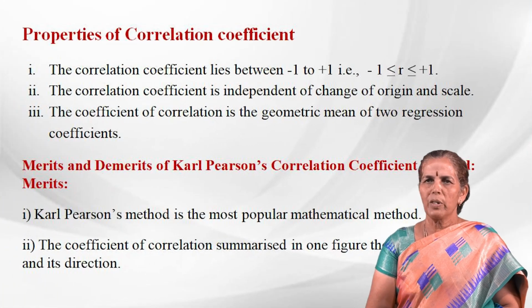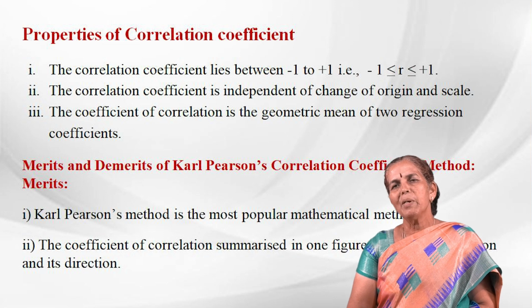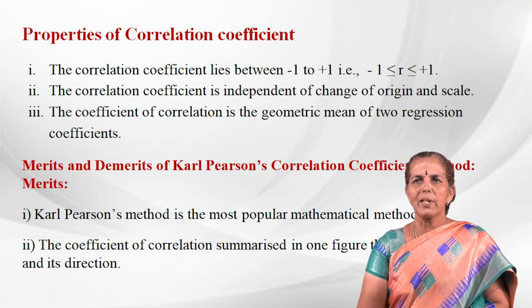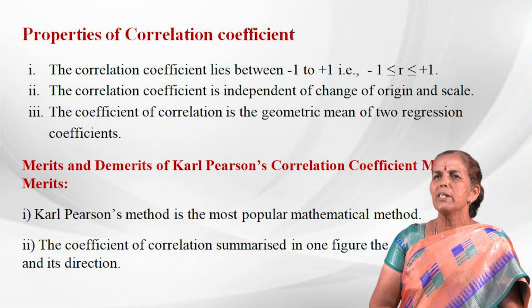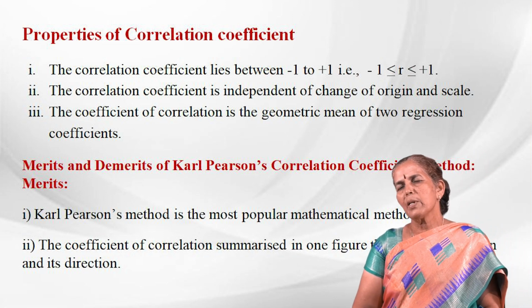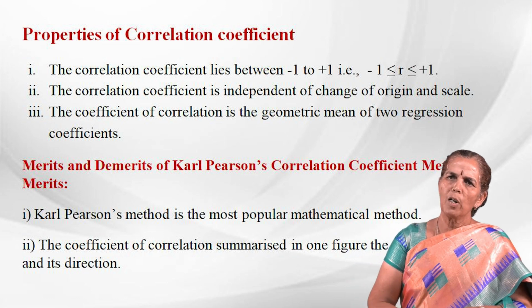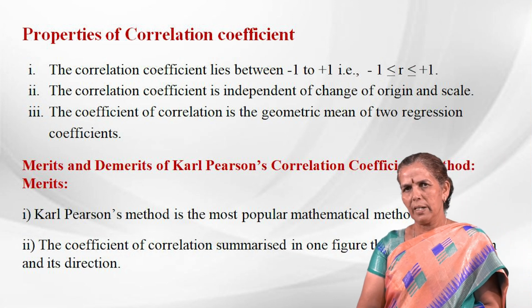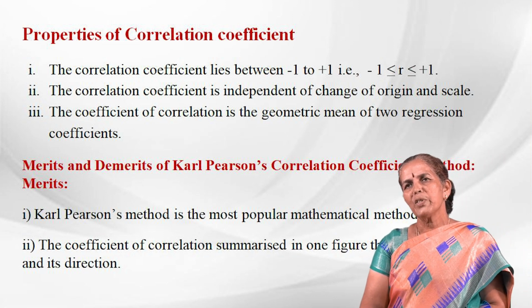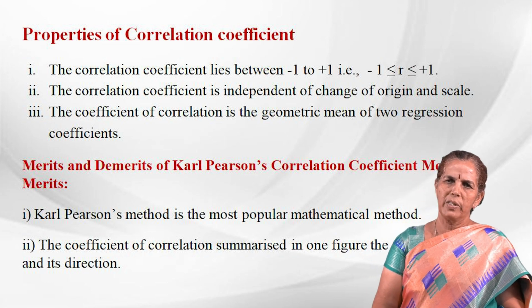Properties of correlation coefficient, or we can say characteristics of correlation coefficient. Number 1, the correlation coefficient always lies between -1 to 1. It can also be denoted in terms of symbols as -1 less than or equal to r less than or equal to +1. Number 2, the correlation coefficient is independent of change of origin and scale. Number 3, the coefficient of correlation is the geometric mean of two regression coefficients.